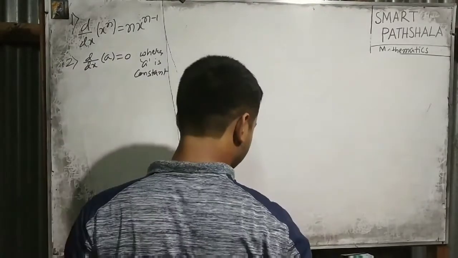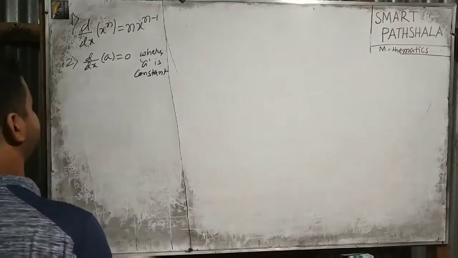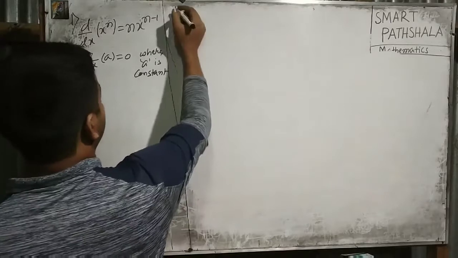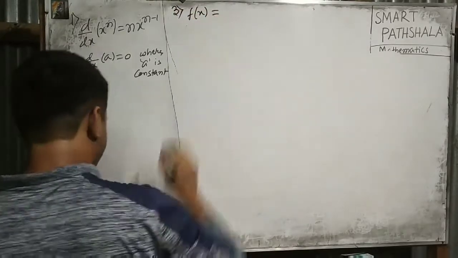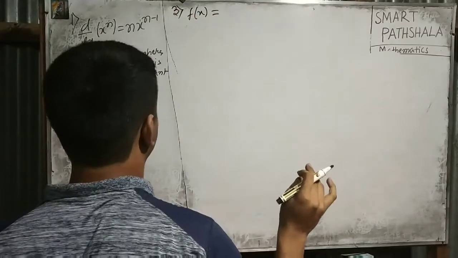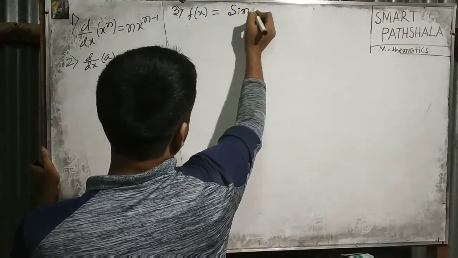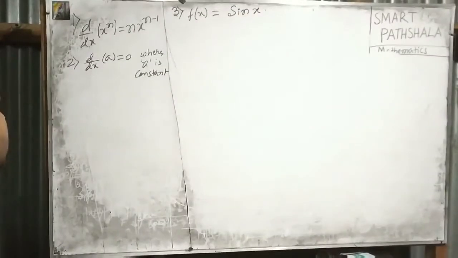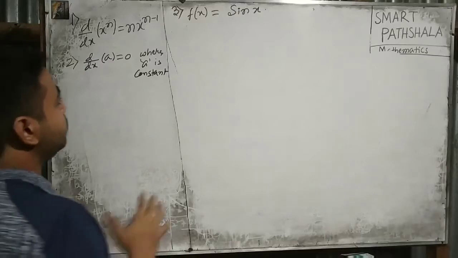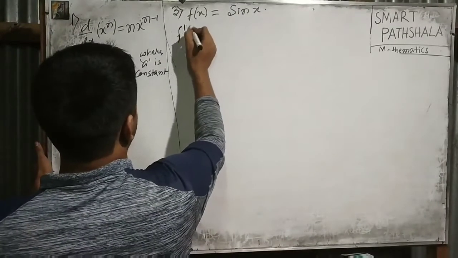Okay. Now let's find out another thing. Another formula. Number 3. Suppose we have another function f of x as sin x, one trigonometric function, right? Perfect. Now the thing is that we have to calculate f dash x.